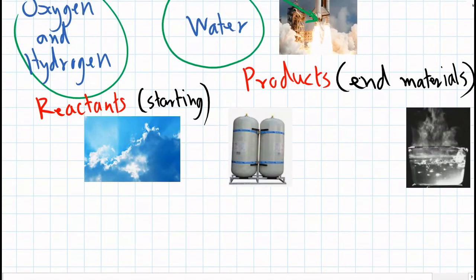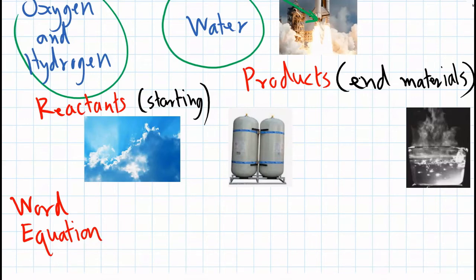Okay, so here's a picture of oxygen, hydrogen, and water. And the next thing that scientists do is they write out a reaction in an equation. So the first type of equation that we learn is a word equation. And this is really just a summary of all the reactants and the products put into almost like a mathematical equation, but it's a little bit different.